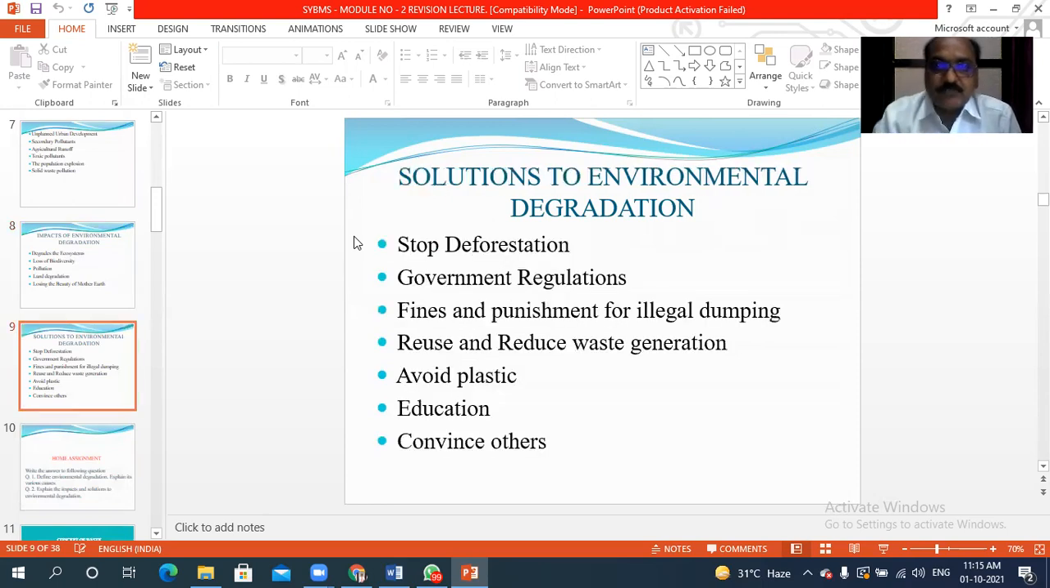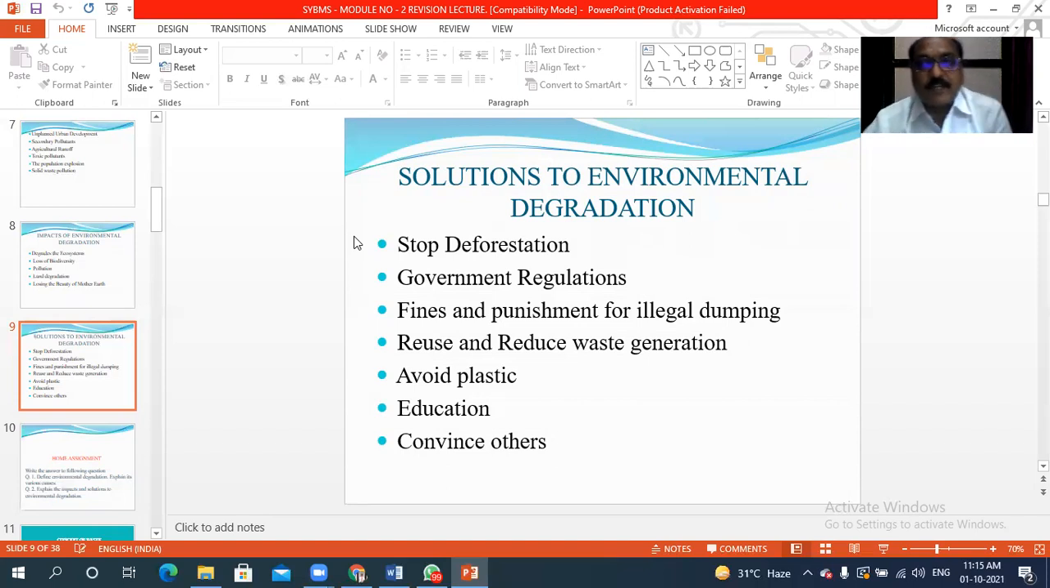After that, next you see, dear students, solutions to environmental degradation. What kind of solutions can we use? The first most important solution: stop the deforestation. That means stop the cutting of trees, save the trees, preserve the trees in the environment. So naturally, it will maintain the balance of the environment.